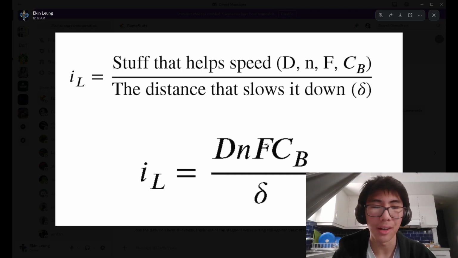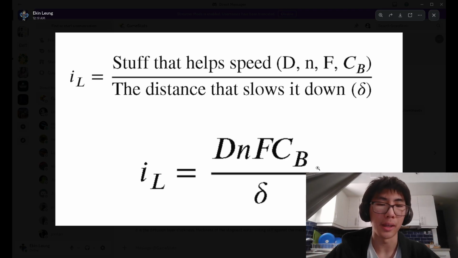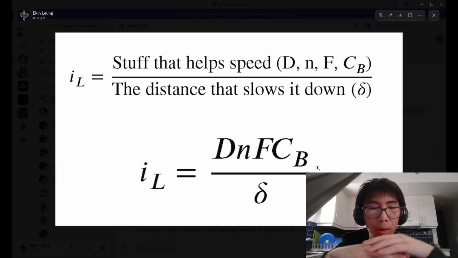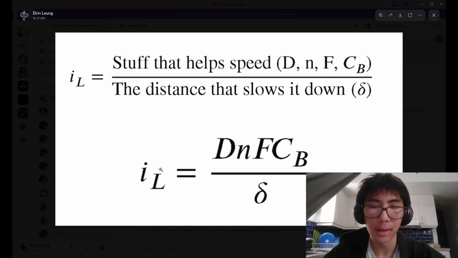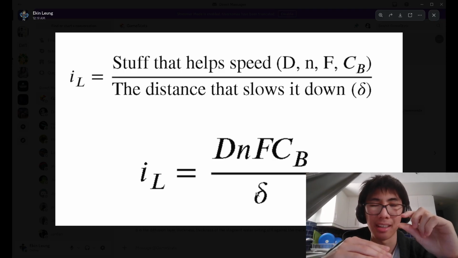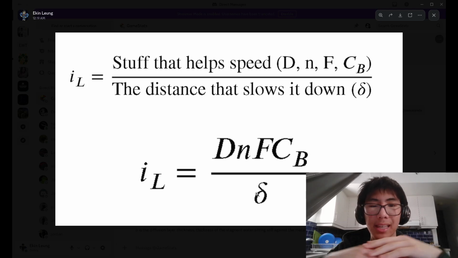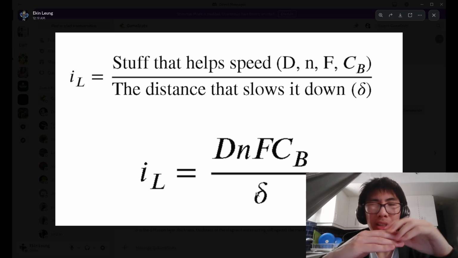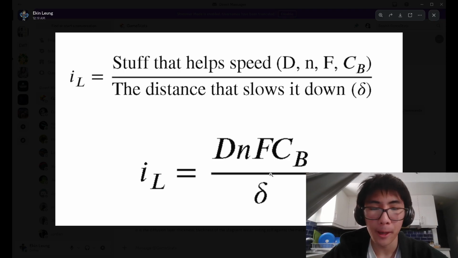F is the Faraday constant. It doesn't really matter, it's just a constant. And C_B is the bulk of the liquid, right? How many reactants are there in the whole liquid? So the more of it, the faster the corrosion rate. And then on the bottom here is the diffusion layer thickness, the thickness of the stagnant water, the water that isn't moving. The thicker the water, the higher this number, the lower the corrosion rate.